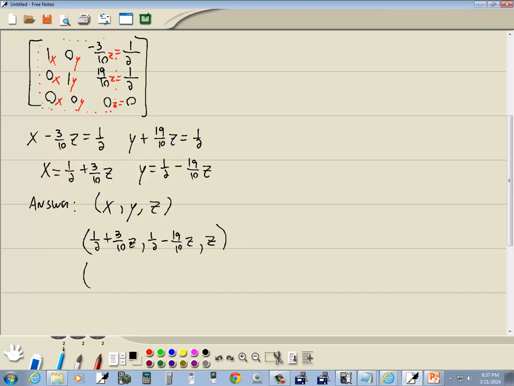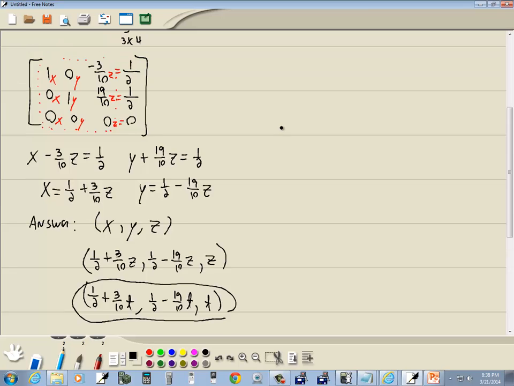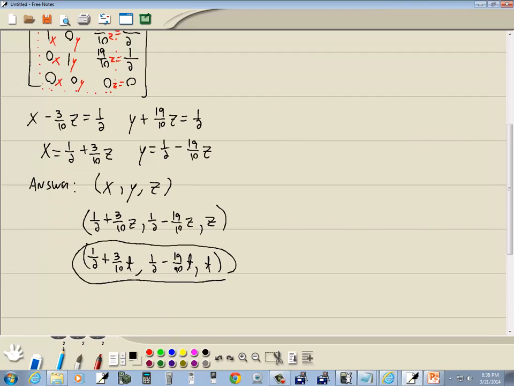Typically, books will put a variable in for z. These are dependent equations, and this is what happens when your last row is all zeros. That's what that means, is dependent equations. Let me put a t there, even though I don't make t's very well. 1/2 plus 3/10 t, comma, 1/2 minus 19/10 t, comma, t. And that would be your answer. Now, some books will just stop at saying it's dependent equations. They don't have you go further like this.